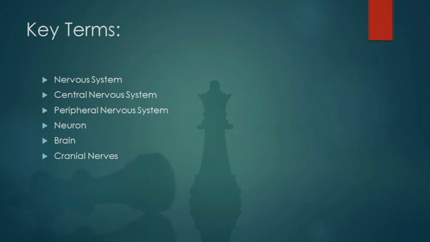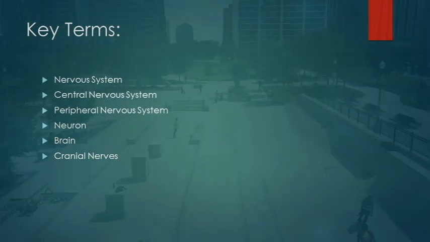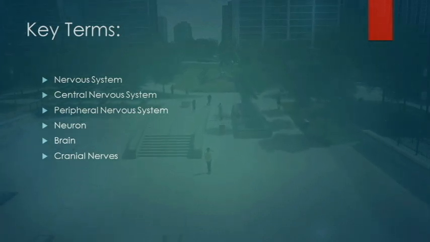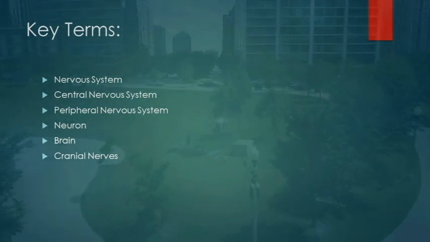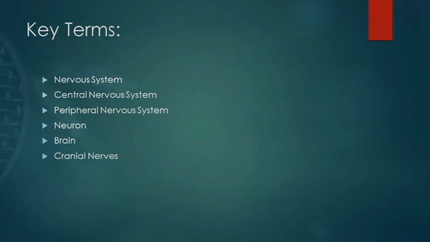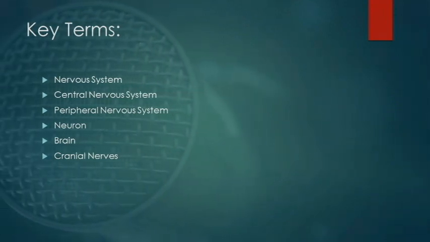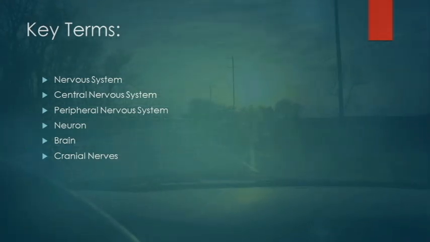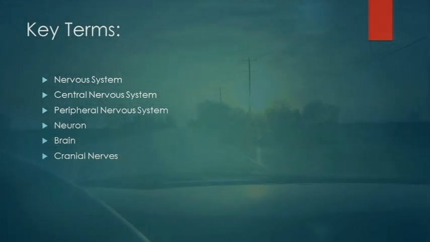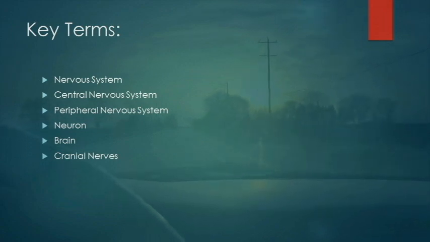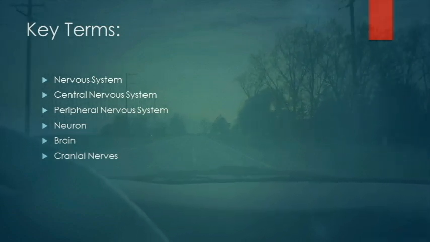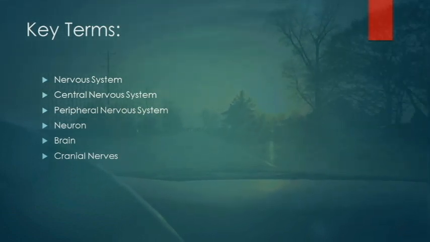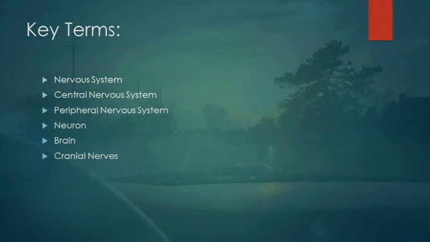And then we have the peripheral nervous system, the PNS. And the peripheral nervous system connects the central nervous system to the rest of the body. And it includes all the nerves outside of the brain and spinal cord and helps transmit signals between the central nervous system and different body parts. Then there are neurons. And neurons are specialized cells in the nervous system that transmit information using electrical and chemical signals. They're like messengers relaying messages from different parts of the body and the brain.